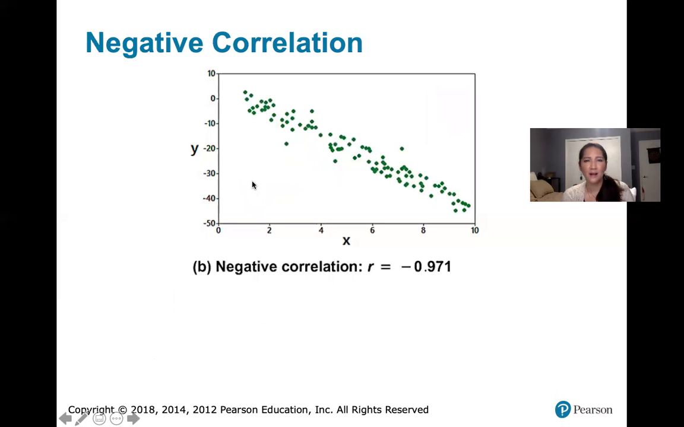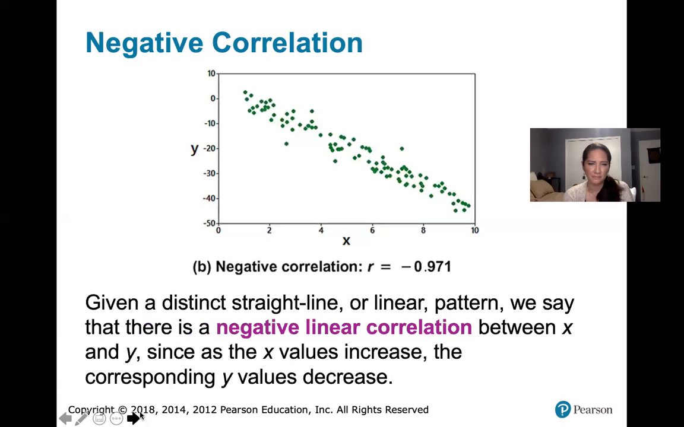Now this one also appears to have a linear correlation, these two variables x and y. They appear to lie in a straight line, but that line has a negative slope. As x goes up, the y values go down. Notice that the R value associated with this relationship is a negative 0.971. So this is a negative linear correlation between the two variables.